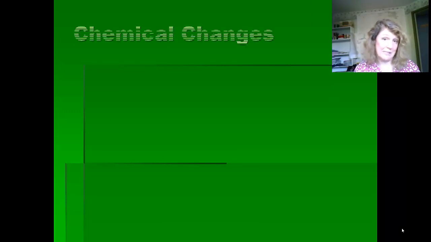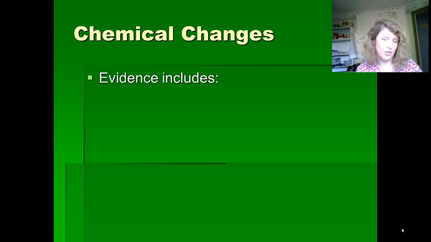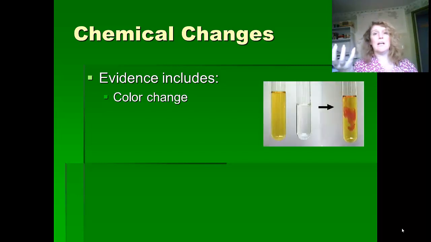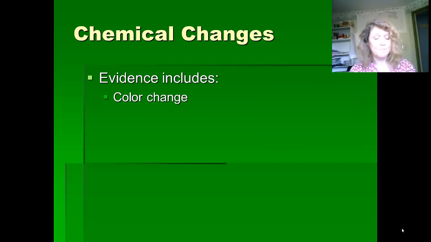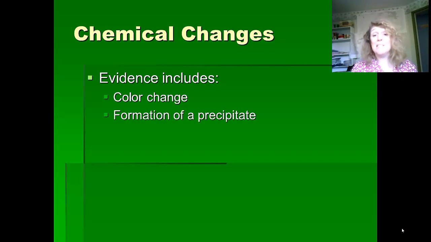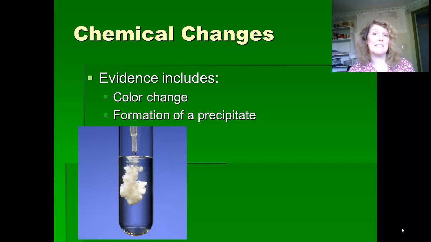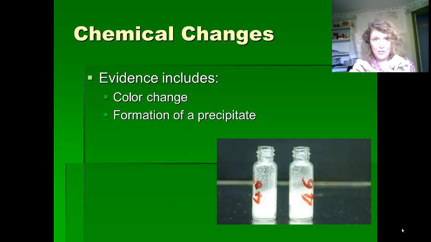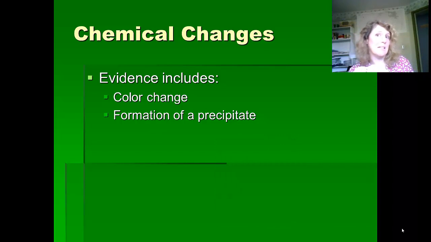If you have a full-blown chemical change, the evidence includes an actual change in color. So I have a yellow liquid here and I have a clear liquid here, and when I pour them together it makes pink. That's a color change. Formation of a precipitate. A precipitate is a solid. So if I pour a yellow liquid into a clear liquid and I get a liquid with little crystals of solid things sunk to the bottom, it's formed a solid inside my liquids for no apparent reason. That's forming a precipitate.